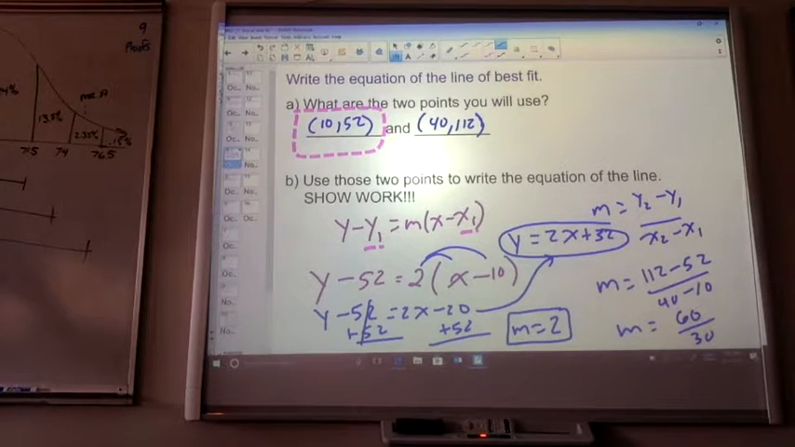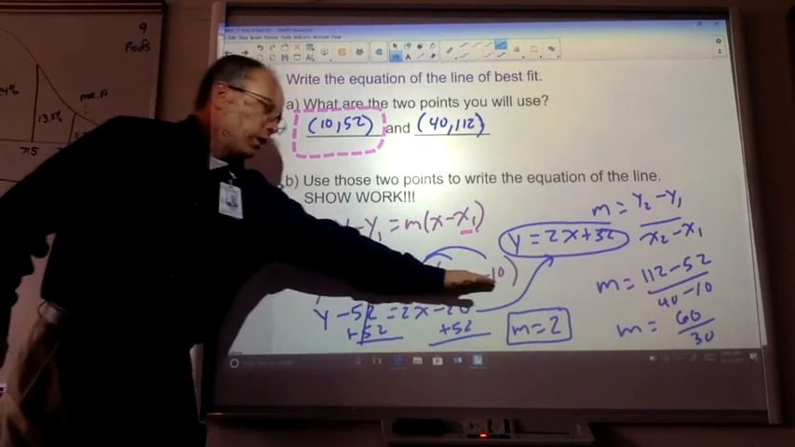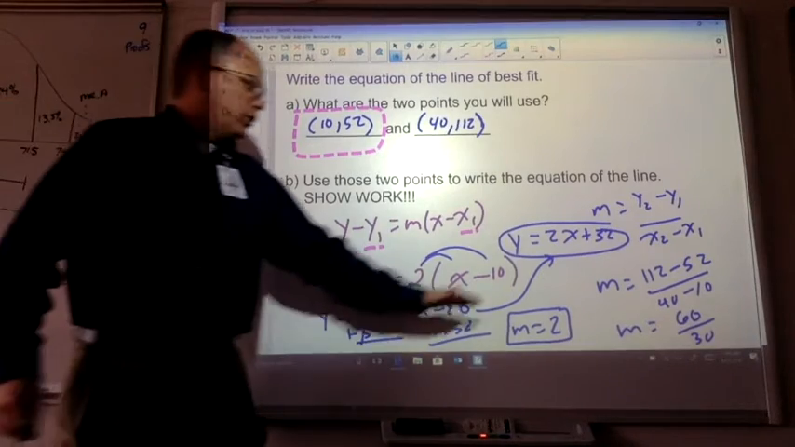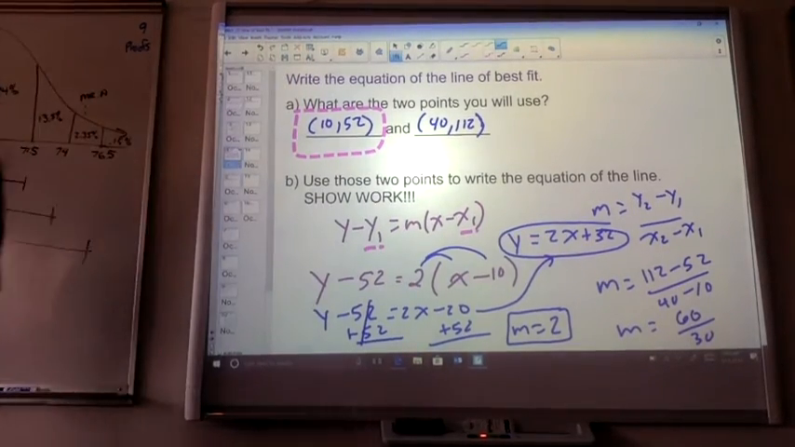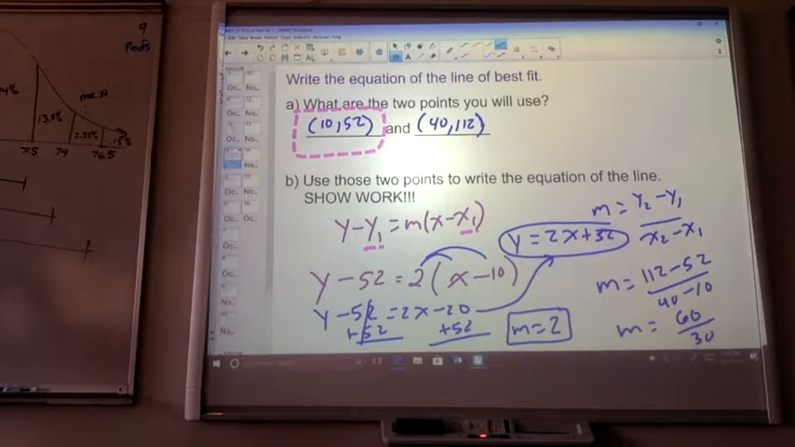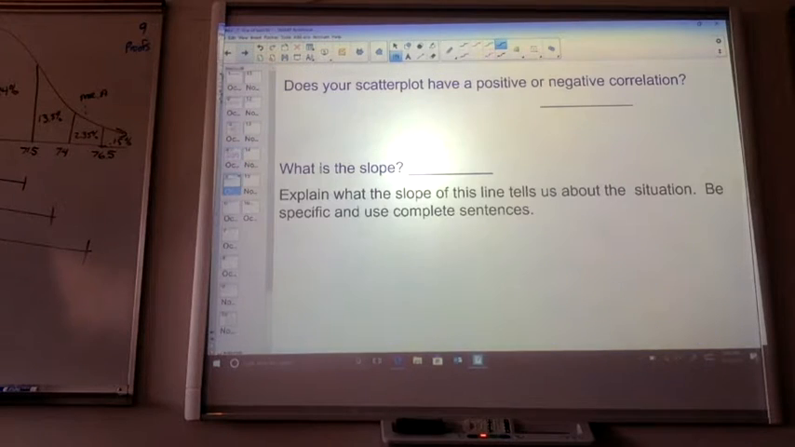All right. So this is all information that we have done. Could we have stopped right here and said this is our equation? Absolutely. If we're going to start using the graphing calculator, this might be the one we use. Okay? So our next question says, does your scatter plot have a positive or a negative correlation?